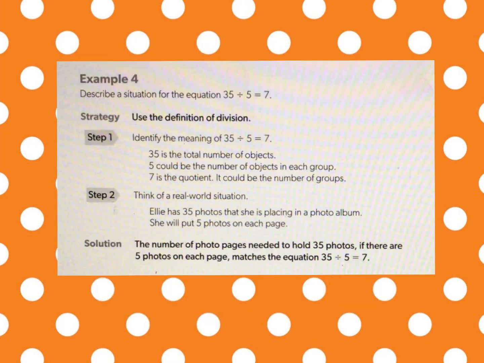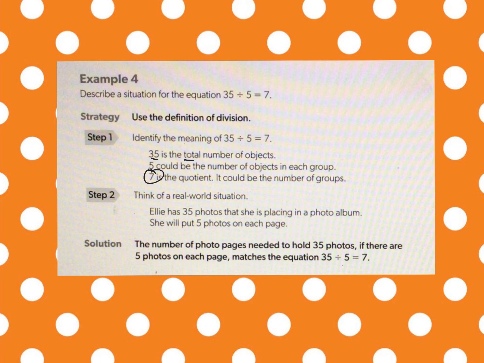Here's another example. We can describe a situation for the equation 35 divided by 5 equals 7. We're going to use the definition of division. Identify the meaning of 35 divided by 5 equals 7. So 35 is the total number of objects. 5 could be the number of objects in each group. 7 is the quotient, or the answer. It could be the number of groups.